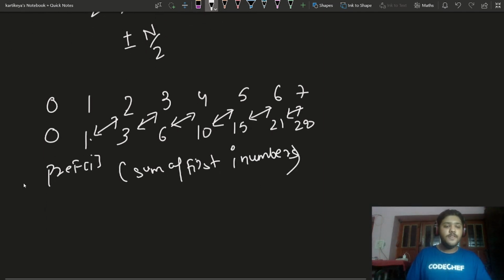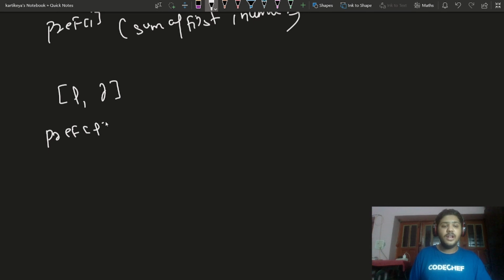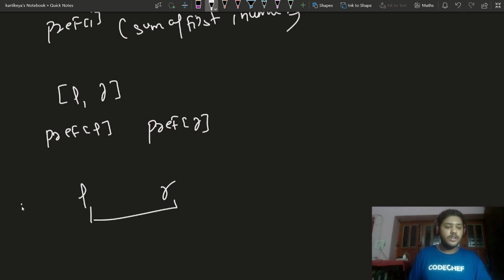Now if we want the sum of the numbers from L to R, then what can we write? What does prefix of L indicate? Prefix of L has all the numbers from 1 to L. What does prefix of R have? Prefix of R has all the numbers from 1 to R. So if we are having L here, R here, and 1 here, and suppose that L minus 1 here, what is prefix of L minus 1 having? All the numbers from 1 to L minus 1.